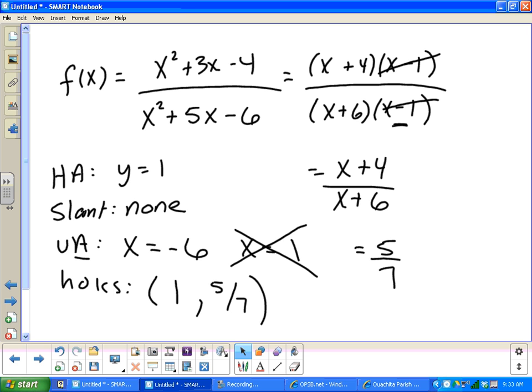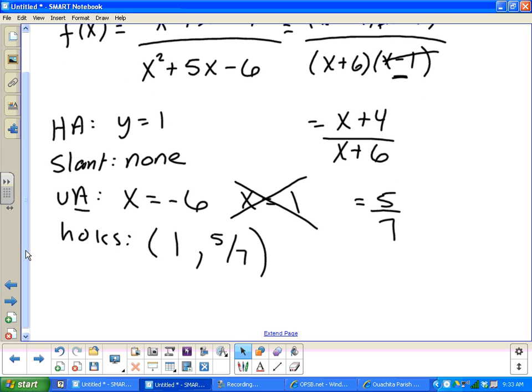A lot of times the holes, especially the y coordinates, don't turn out too well. So 5/7, that's just a little bit past halfway, a little bit more than a half. Now, let's put our graph on here.